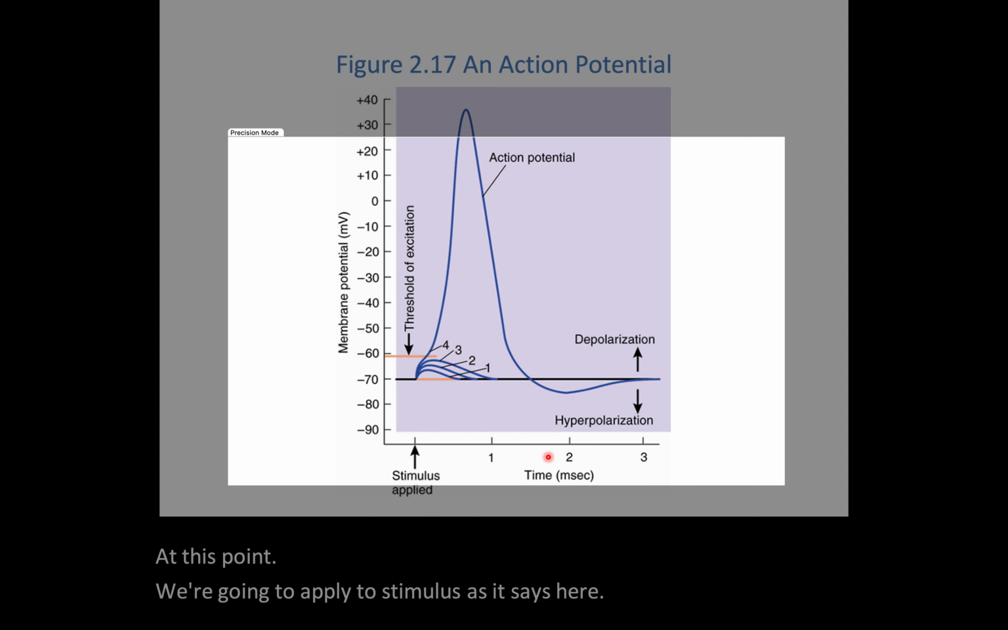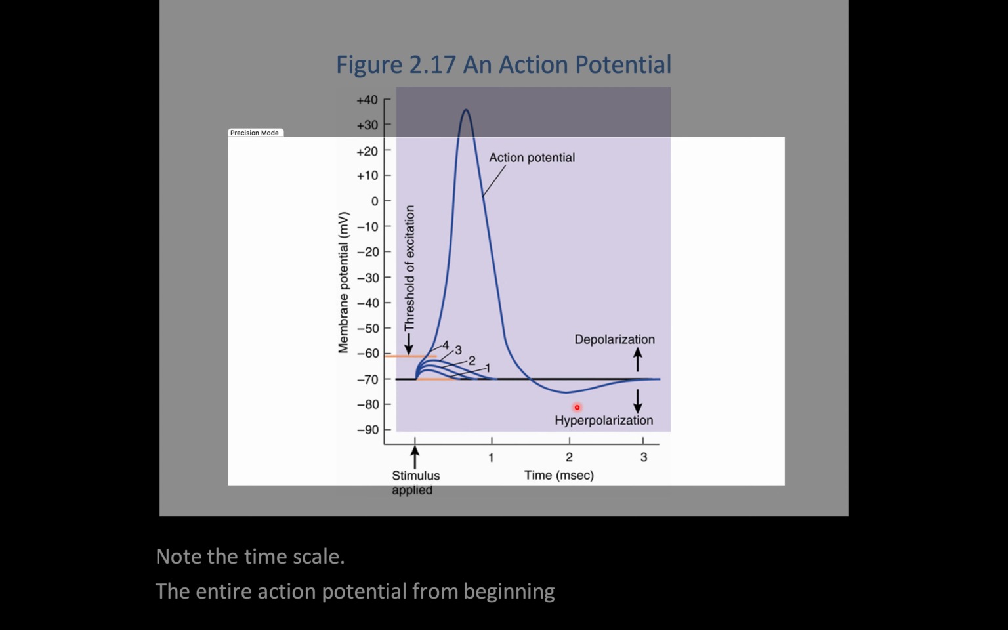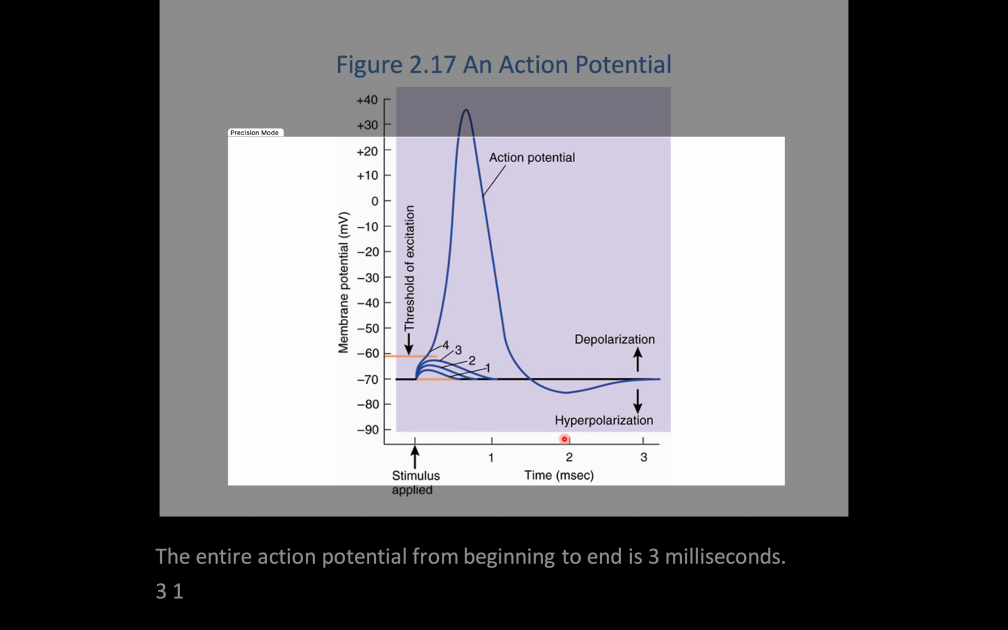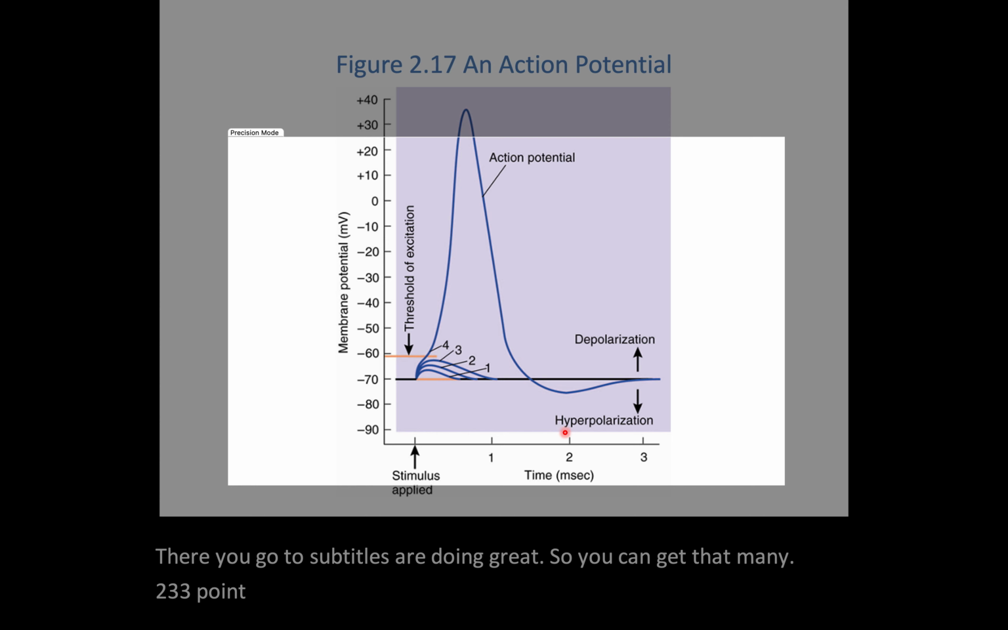Note the time scale. The entire action potential from beginning to end is 3 milliseconds, 3/1000ths of a second. So you can get 333.3 of them in there you go, the subtitles are doing great. So you can get that many, 333.3 action potentials in 1 second.